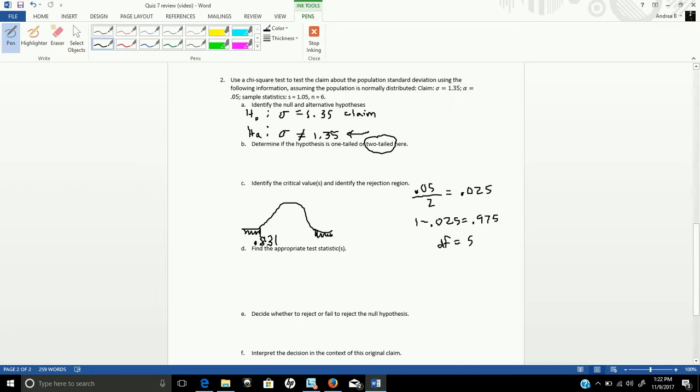So if you can't read that, make sure to write that down. It's 0.831. And then if we look up the other value, our 0.025, and go down to our degrees of freedom of 5, we get 12.833 there. This other one here is 12.833.